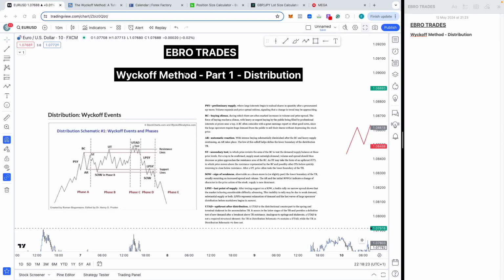So, what is the Wyckoff method? The Wyckoff method is a type of market behavior, a schematic or a behavioral trend in price action that was discovered by this guy called Wyckoff, right? And there are two types of Wyckoff. There is Wyckoff distribution and Wyckoff accumulation, right?